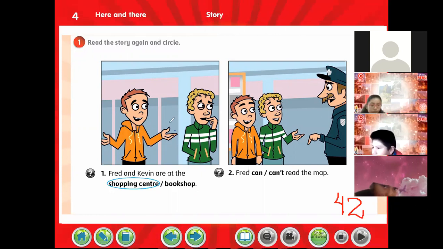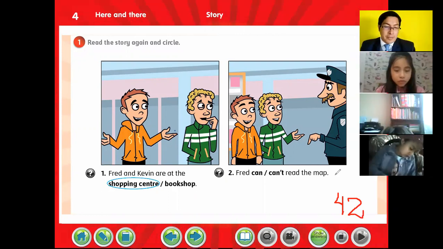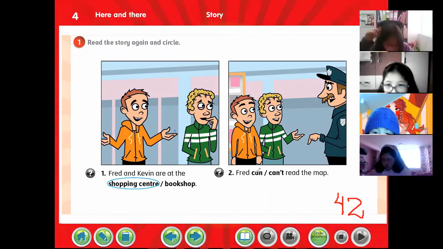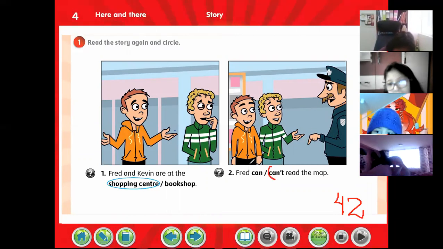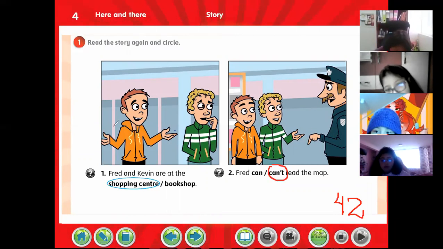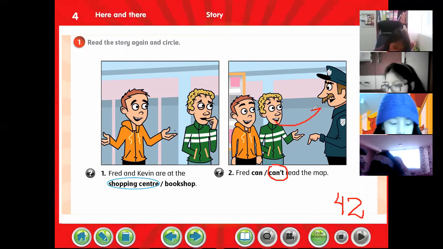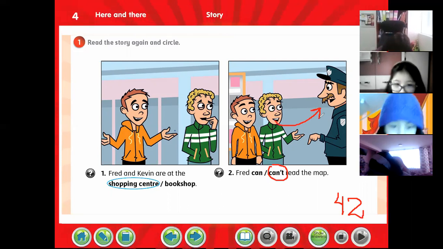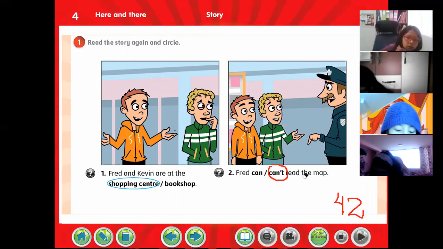In number one, Fred and Kevin are at the shopping center. Yes, do you remember? Now, number two. What is the correct option? Fred can read the map or can't read the map? Can. Oh, good. Good boy. You're right. The voice says, no, I can read this map. Where is the bookshop? And then the boys talk with a policeman. Excuse me, policeman, where is the bookshop? No? This is because they can read the map.